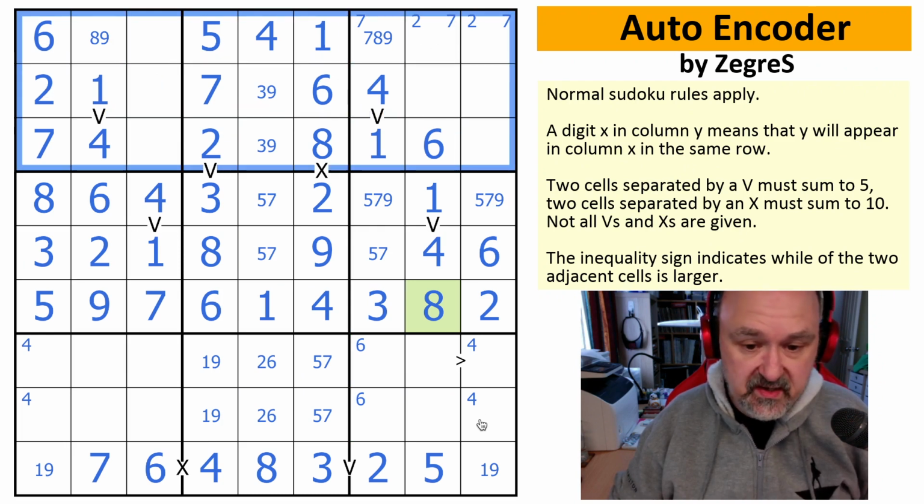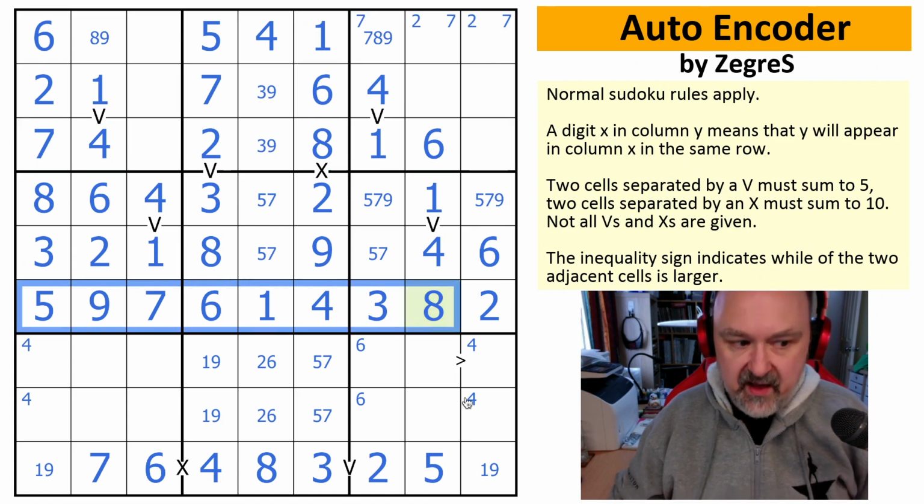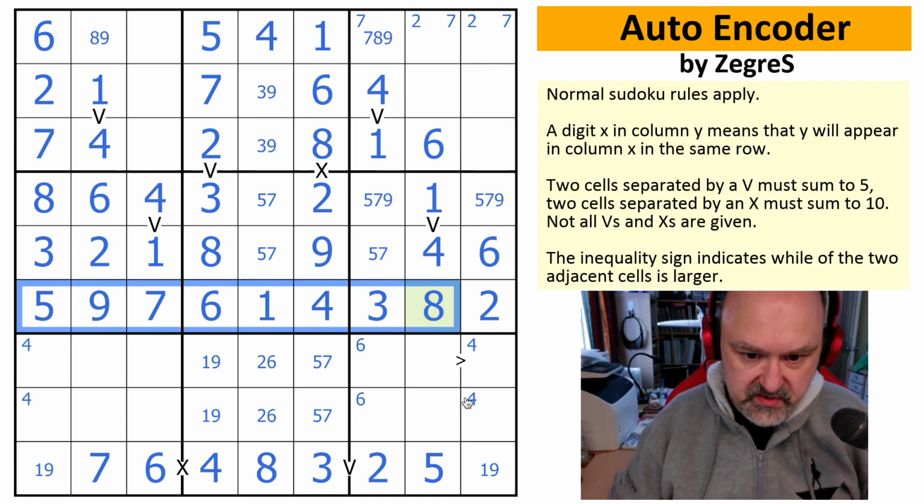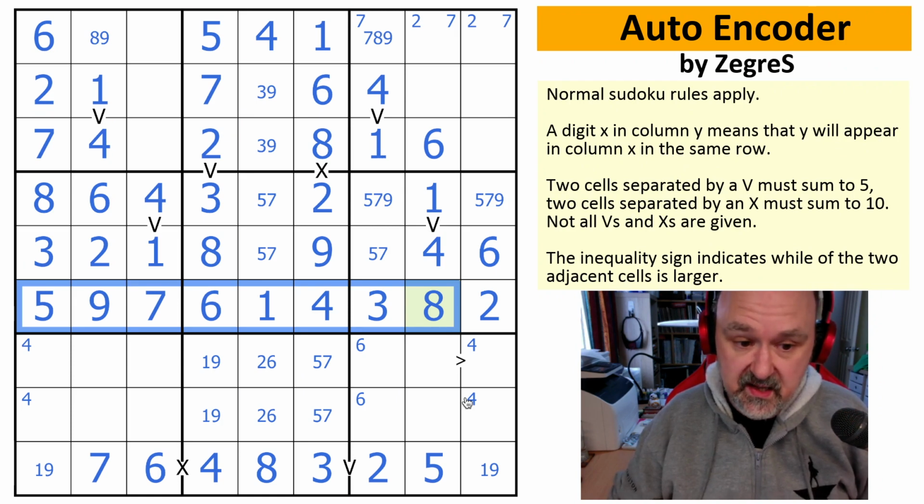So the columns are telling us there must be exactly 9 in the grid, and the rows are telling us that each row must have an odd number. 9 divided by 9 is 1. So each row can only have one self-referential digit. And I hope that makes sense. It is a little confusing, and I understand that.